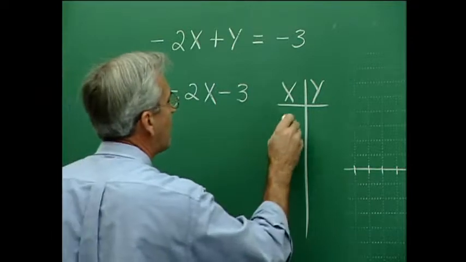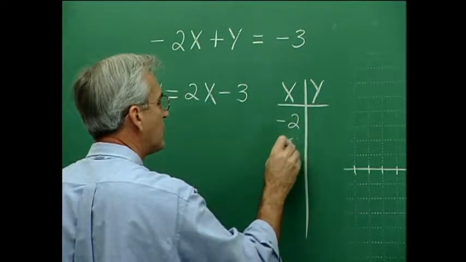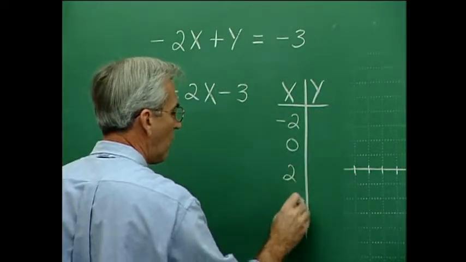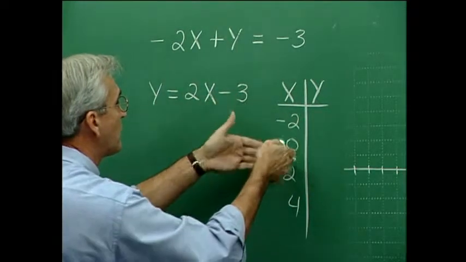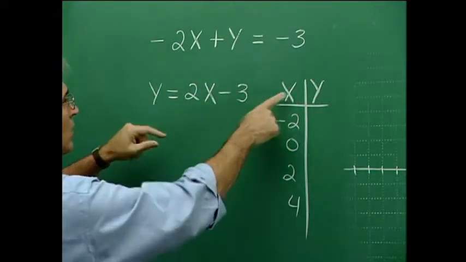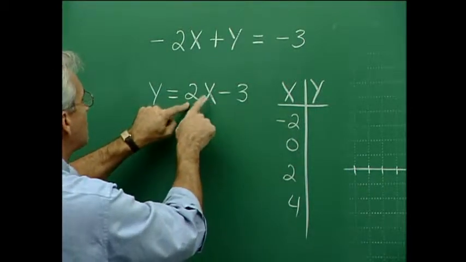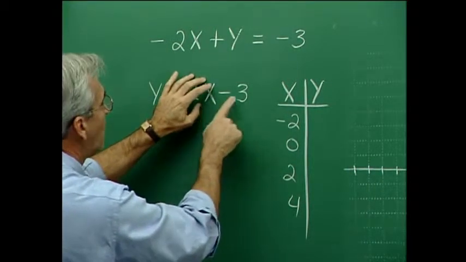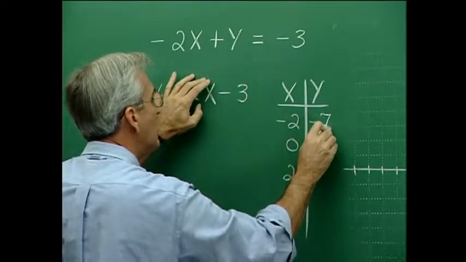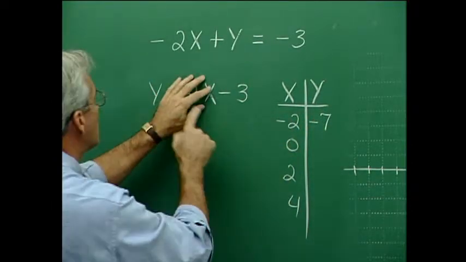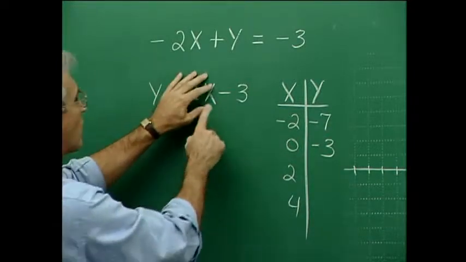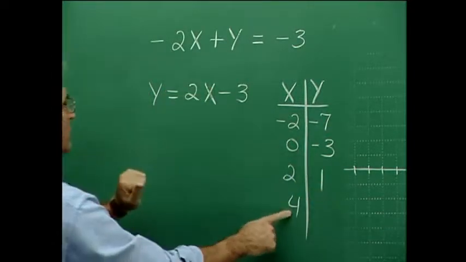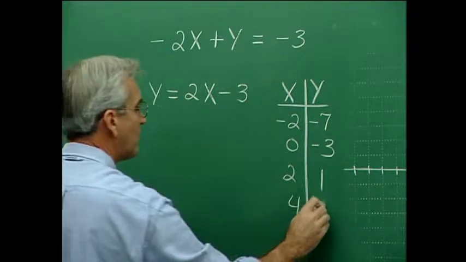Let's let x take on values, let's say negative 2, 0, 2, 4. And to complete the table, I simply replace x with these values, solve for y, and away we go. If x is negative 2, we have 2 times negative 2, that's negative 4. Negative 4 minus 3 is negative 7. If x is 0, this term goes out, so y is negative 3. If x is 2, 2 times 2 is 4. 4 minus 3 is 1. If x is 4, 2 times 4 is 8, minus 3 is 5.